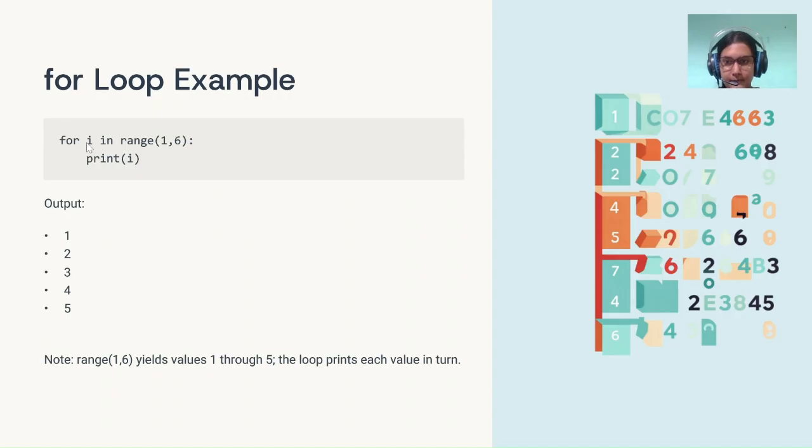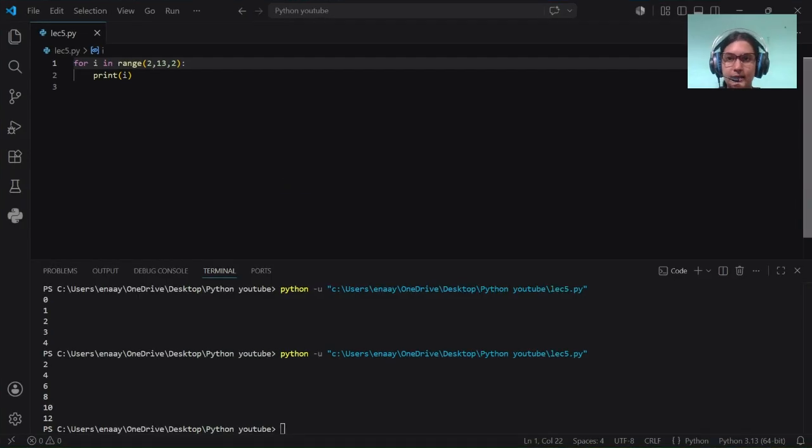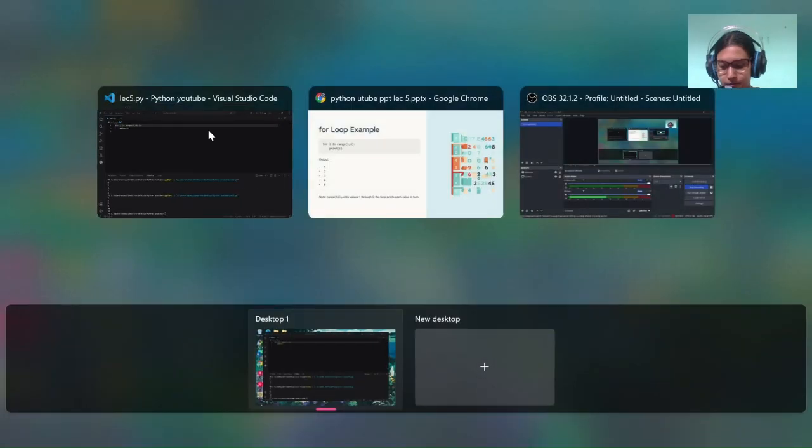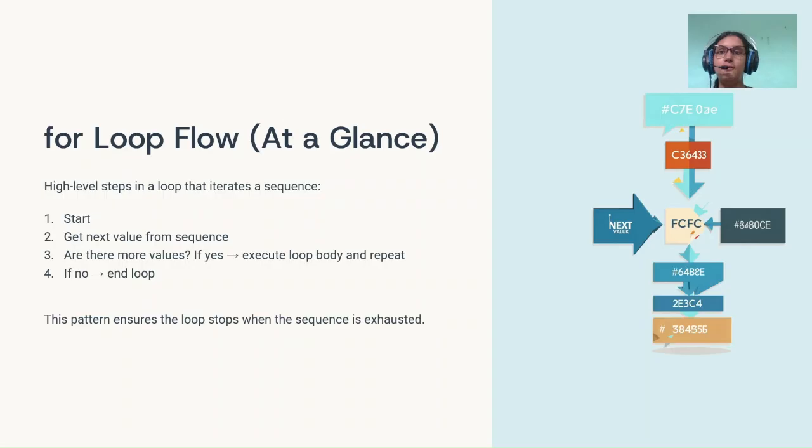Let's look at this example here. For i in range 1, 6, i is a variable, right? It's basically a variable. Don't worry about it. We got this output. Range 1, 6 yields values 1 through 5. The loop prints each value in turn. This is how a for loop works at a glance, right?